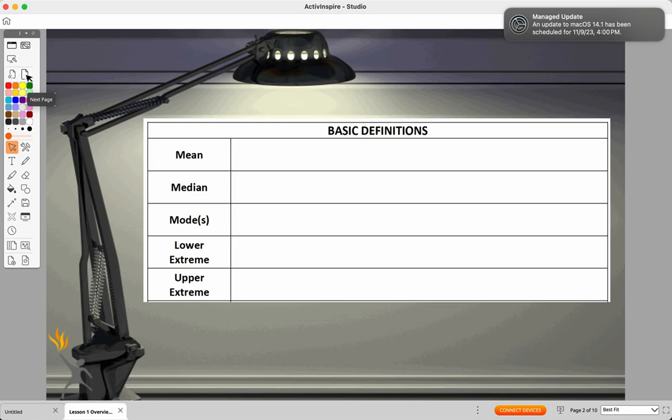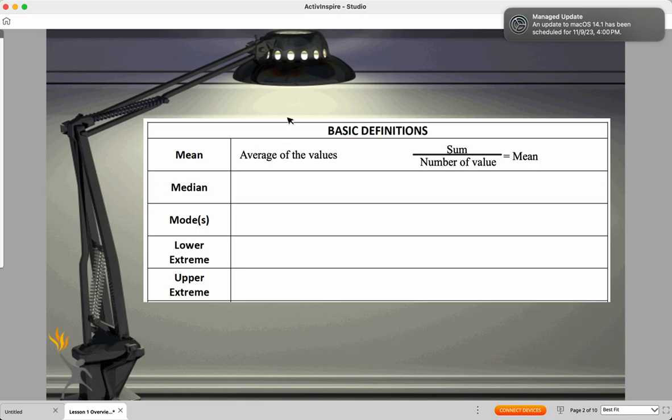All right, so let's just go through and begin here. Some basic definitions. I'm going to talk through them as I go. The first one is mean, and that's really just the average of the values. You guys have been studying this since somewhere back in elementary school. It's where you add up all the different values you have and divide by the number of values. That's your mean, that's your average.